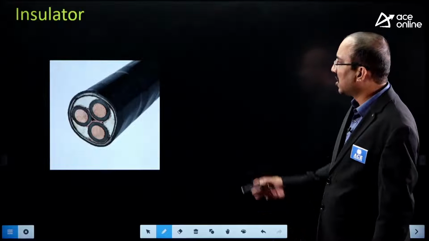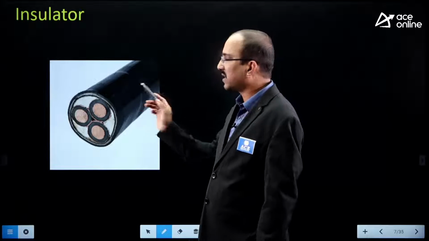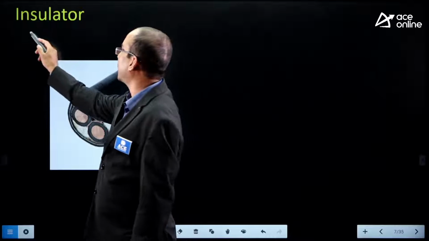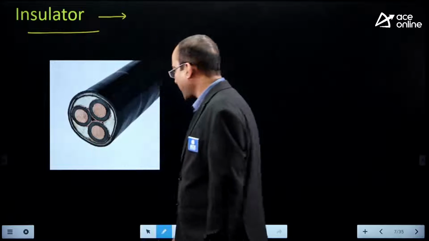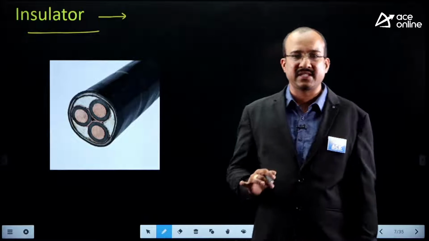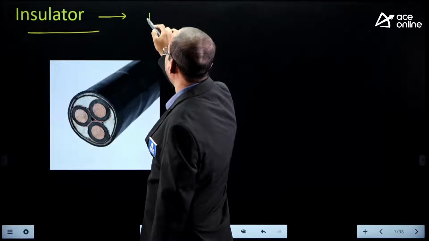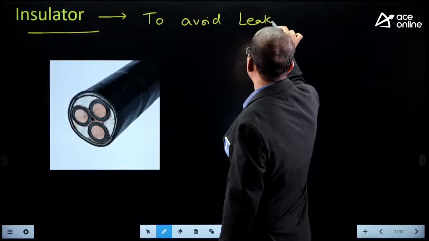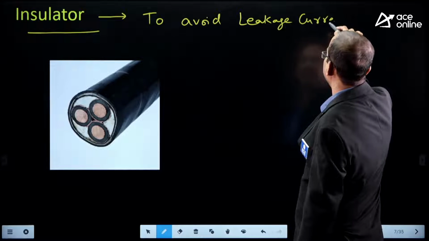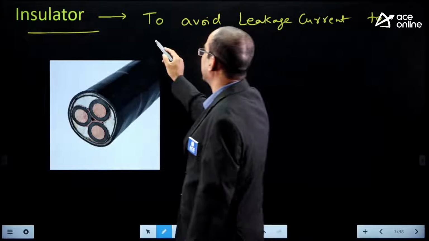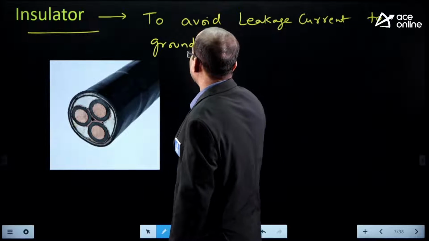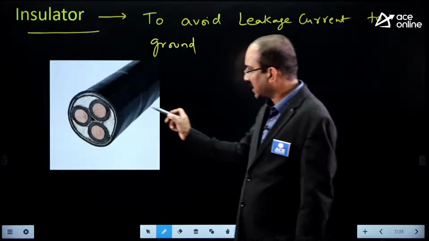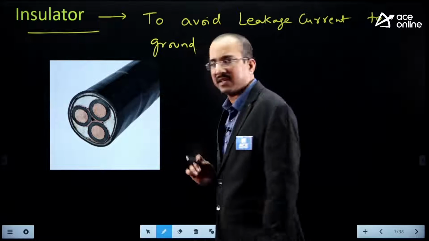Now let us go to the insulation over the conductor surface. What is the requirement of insulation? Why is insulation required here? The purpose of insulation is to avoid leakage current to ground. So to avoid leakage current to ground, insulation is required. So over the surface of the conductor we have the insulation.